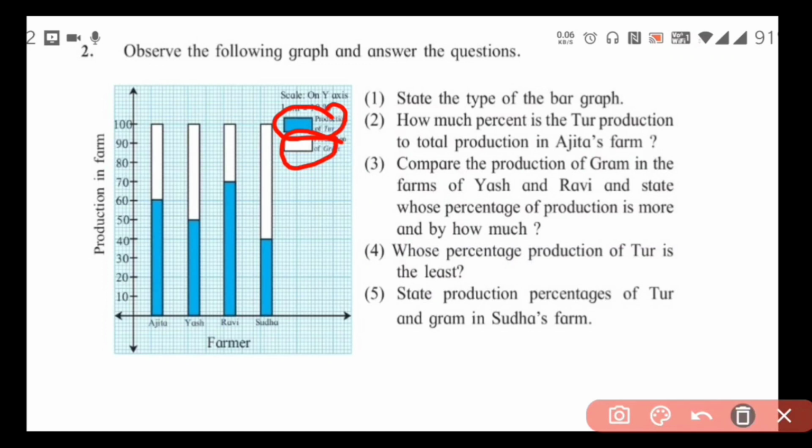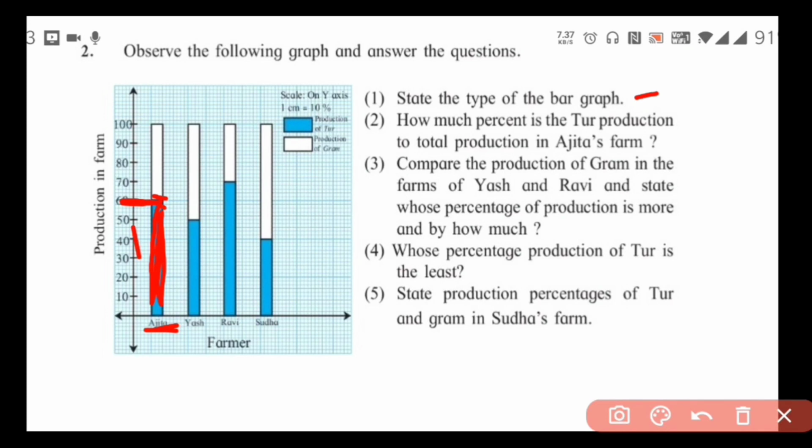So let us see the questions. State the type of bar graph. Just now I told you the type of bar graph is percentage bar graph. Now, how much percent is the tur production of the total production in Ajita's farm? For Ajita, the bar which is drawn is the first bar. As you can see, Ajita's name is there, and the tur production is shown by the blue color. In Ajita's farm, this lower blue part goes up to 60. So tur production is 60% of the total production.